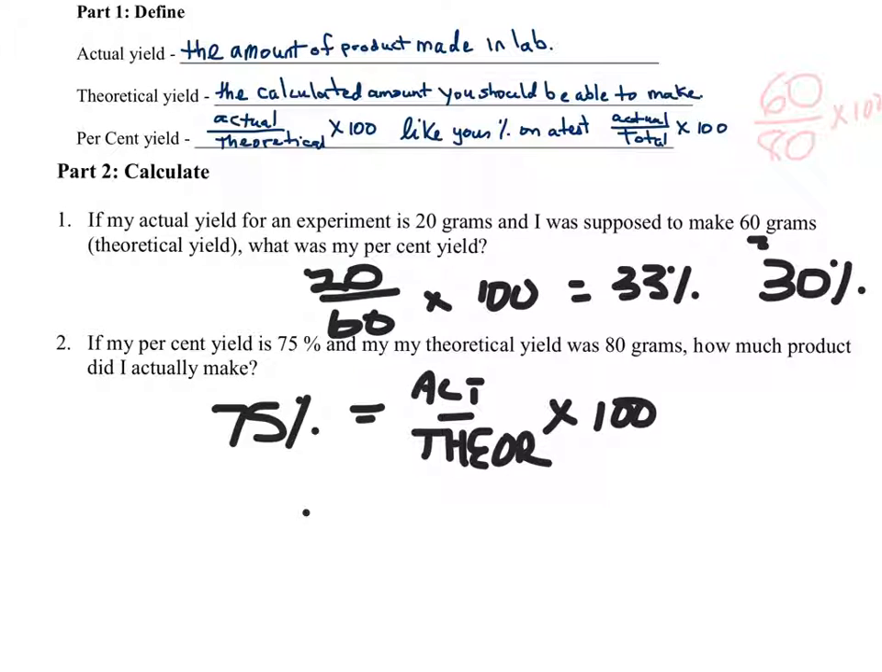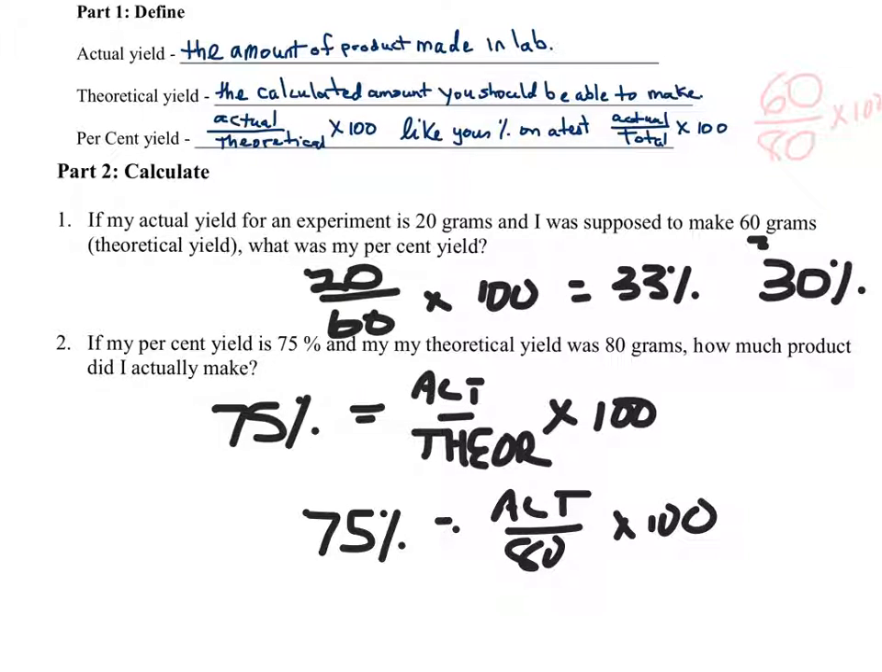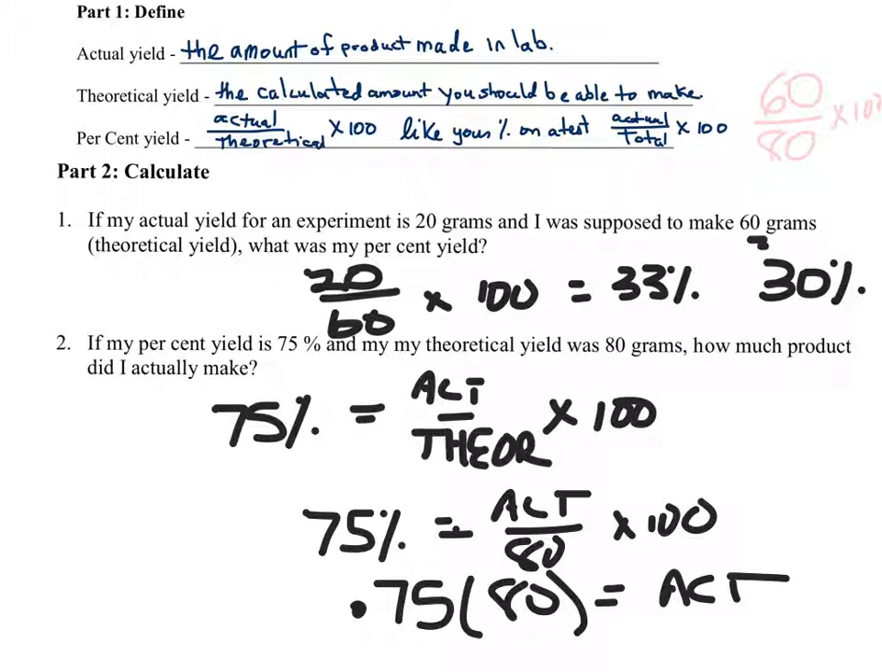75% of 80, basically. 75% equals actual divided by 80 times 100. If you divide both sides by 100, you get 0.75 equals actual divided by 80. Multiply both sides by 80 and you get your actual. So 75% of 80 is your actual yield. Your actual yield is 60 grams.